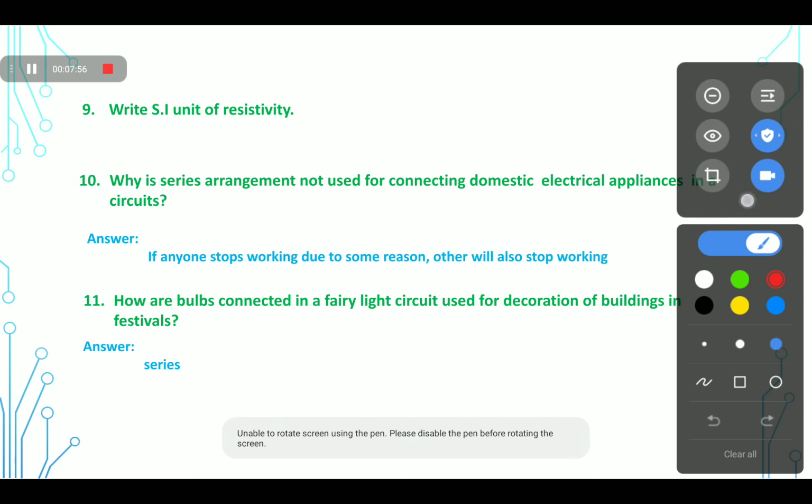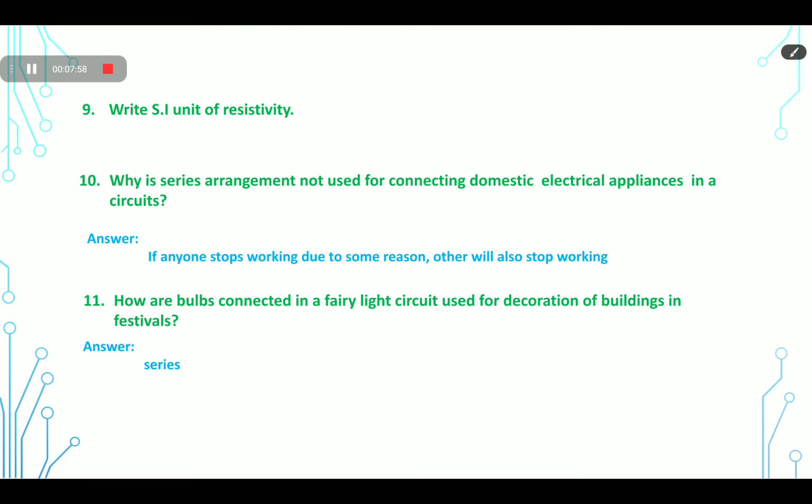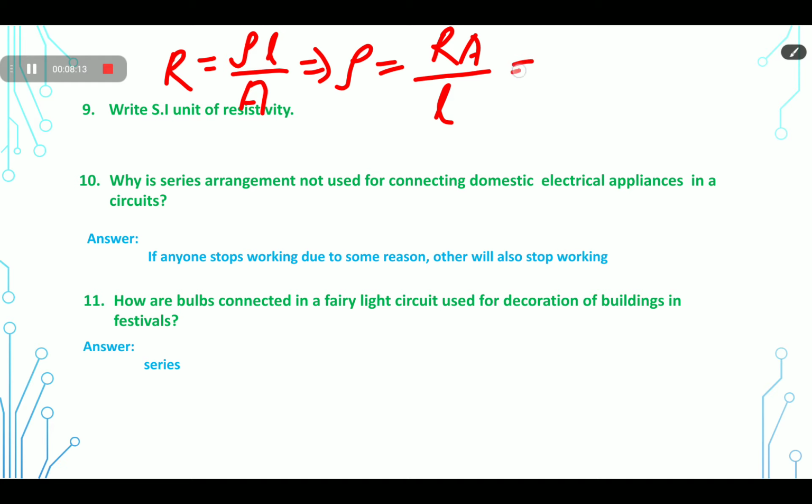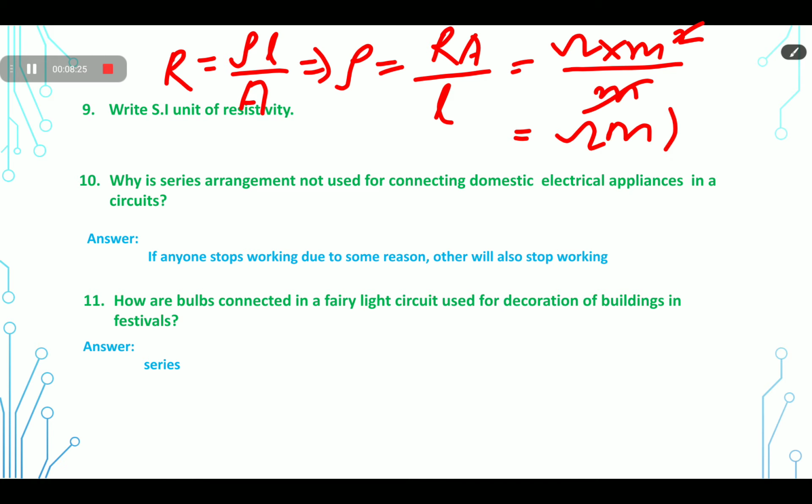The next question, what is the SI unit of resistivity? We know that from the formula of resistance, R is equal to rho L by A. From here, we will find the expression for resistivity, rho equals RA by L. Here, the SI unit of resistance is ohm, SI unit of area is meter squared, and the SI unit of length is meter. It would be cancelled out, so it becomes ohm meter. So SI unit of resistivity is ohm meter.